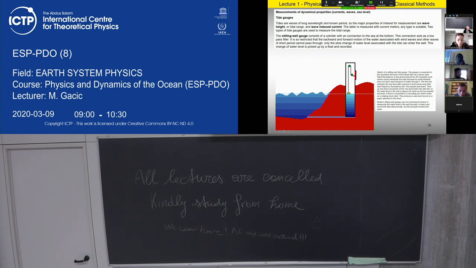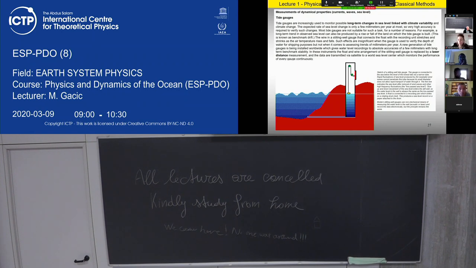So the tide gauge is not used only for tide gauges, but it's also for tidal oscillations, and it's used also for tsunamis. You know, there is a phenomena which is just to let you know, it's a phenomena which you probably haven't heard for that.